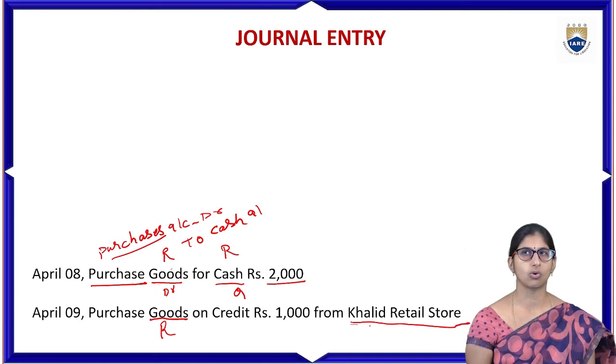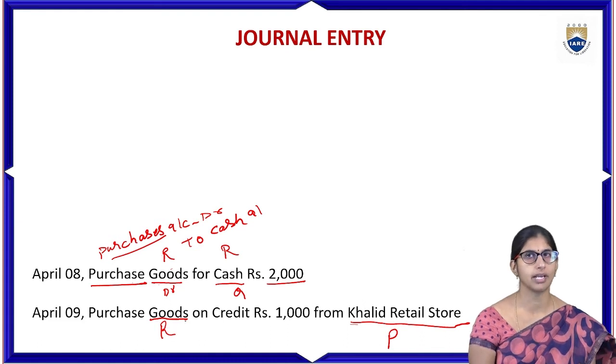Khalid retail store is a shop, retail store. So this comes under personal account. This is a personal account item. So now coming to the real account item, that is goods. Goods is a real account item. Here when we are purchasing, what is happening? What is the rule of real account? Debit what comes in. Here goods are coming in. So we have to debit. Debit what comes in. We have to debit goods.